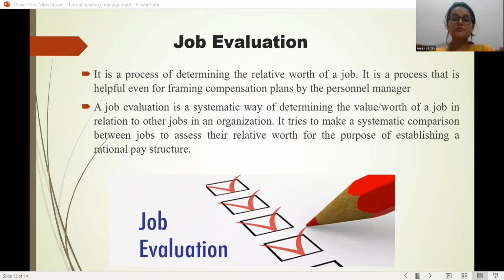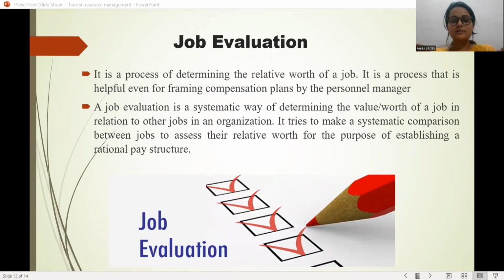The third component of job analysis is job evaluation. A job evaluation is basically a systematic way of determining the value or the worth of a particular job in relation to the other jobs in an organization. It basically tries to make a systematic comparison between jobs to assess their relative worth for the purpose of establishing a rational pay structure. Job evaluation is separate from performance review and is intended to evaluate the job rather than the employee.